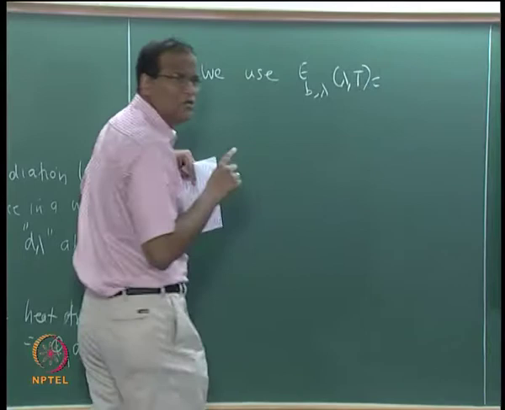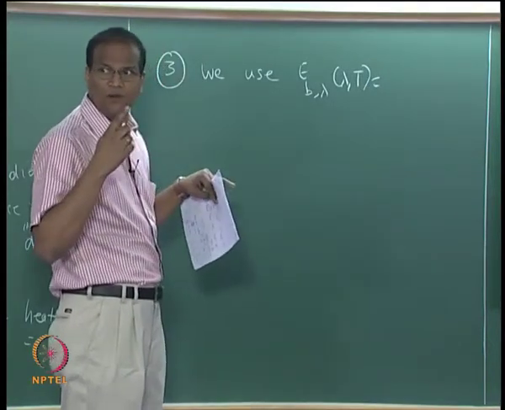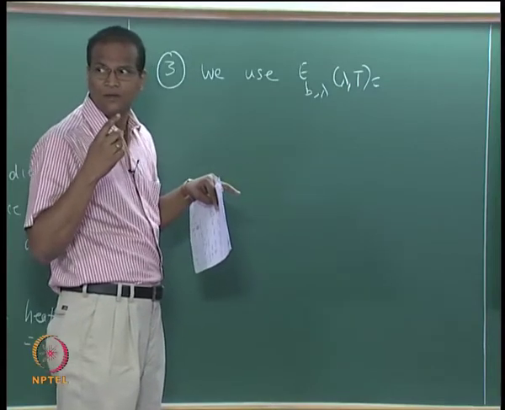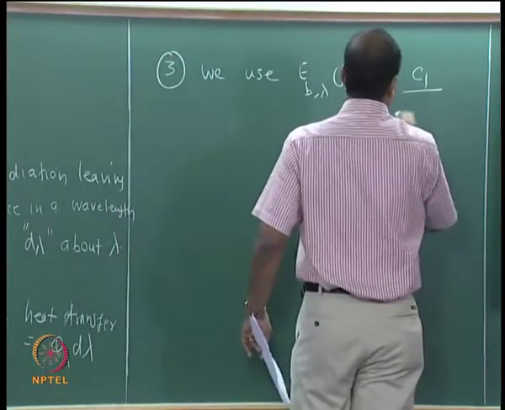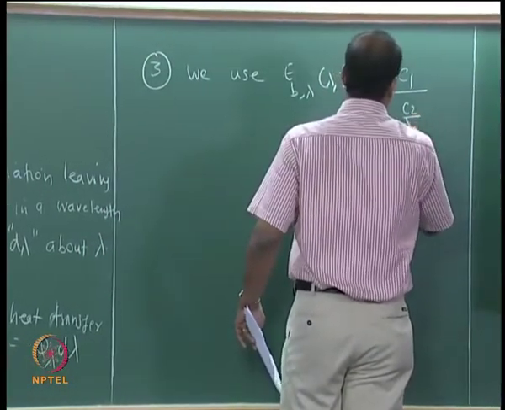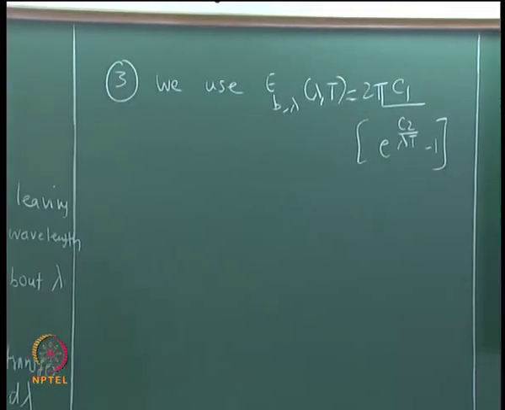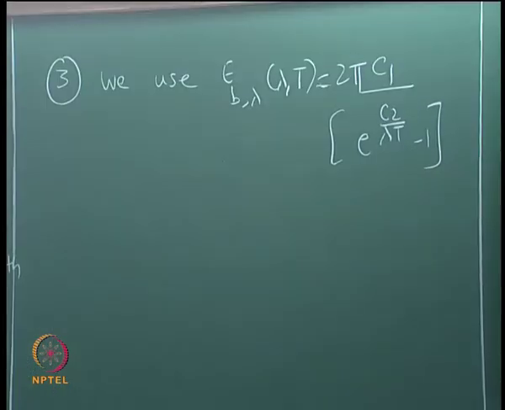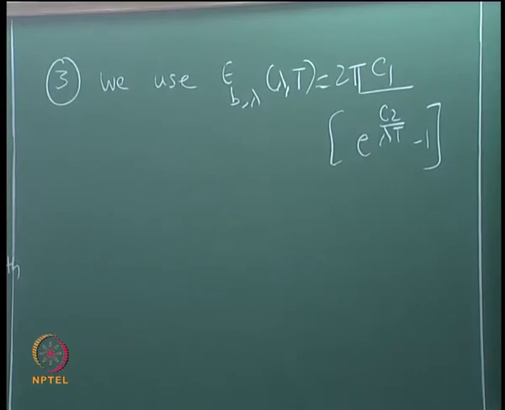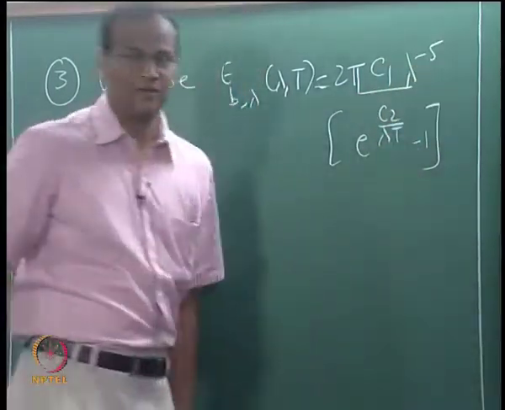Did we use 2 pi C1 or C1 straight away for E? We multiplied that by 2 pi directly C1? Yeah, please check. No, I am not talking about I_b lambda. I hope you have not forgotten the difference, quiz is coming up, right, between the E_b lambda and I_b lambda. Lambda to the power 5, of course. Correct.